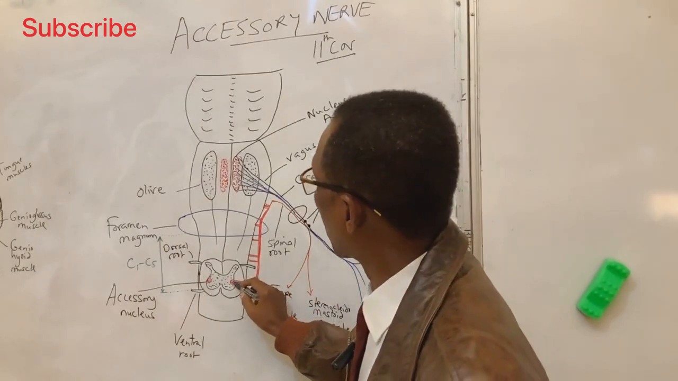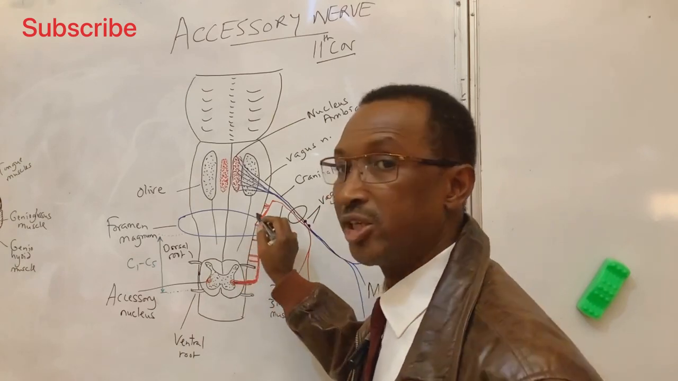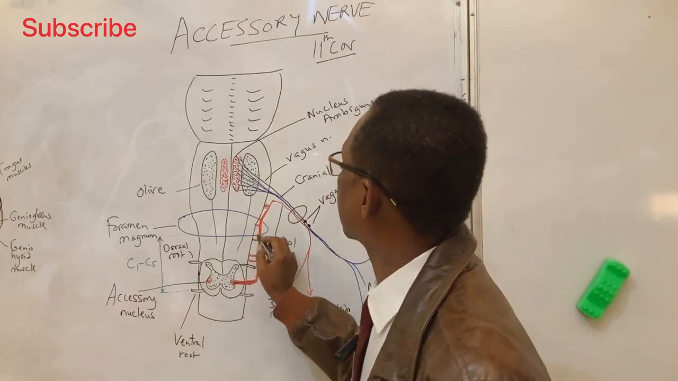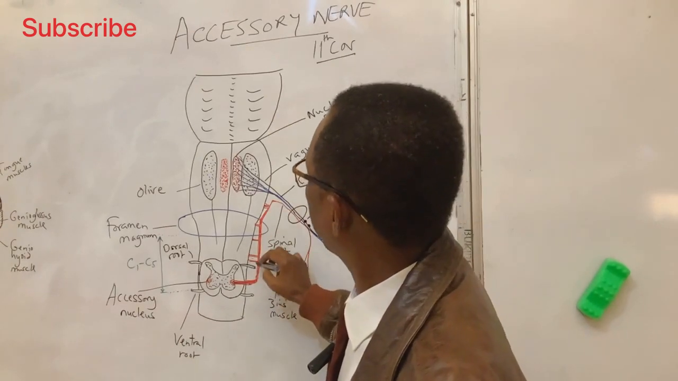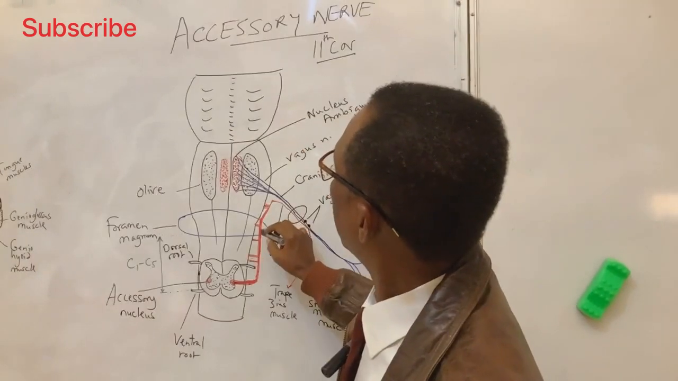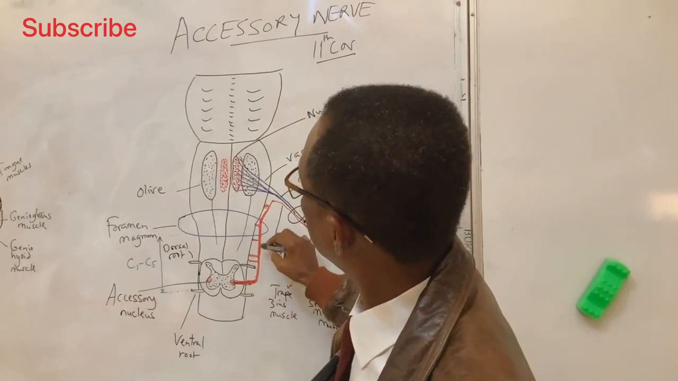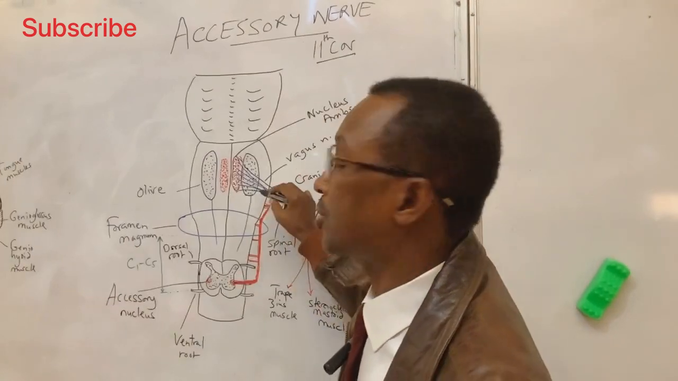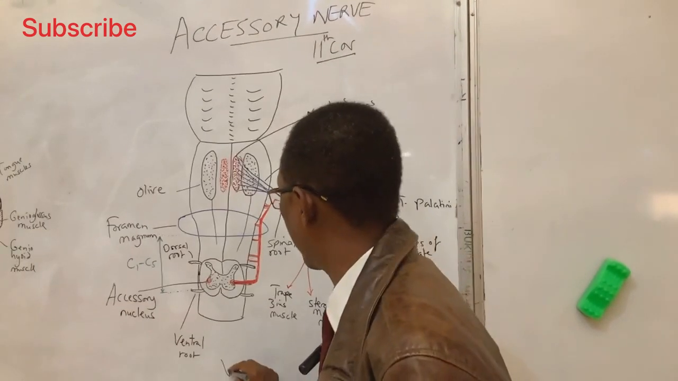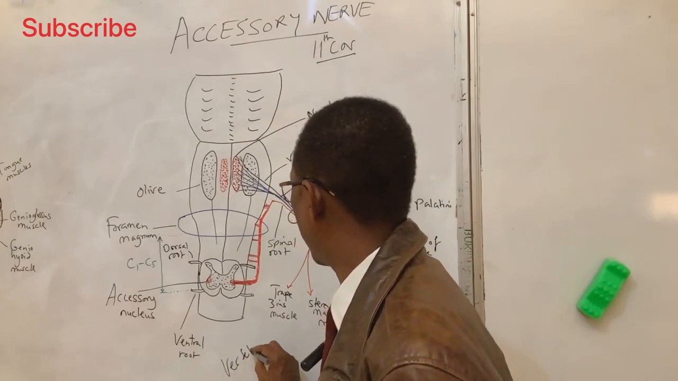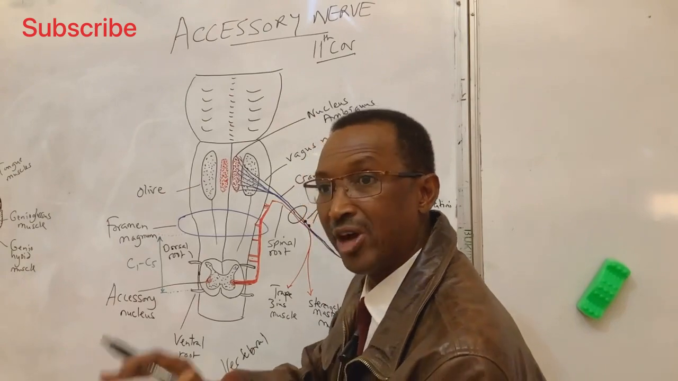So the spinal root of this nerve, from all these segments, C1, C2, C3, the rootlets, combine together, along the lateral side of the spinal cord and the lateral side of the medulla oblongata, and this spinal root passes through the vertebral foramen. The vertebral foramen is being formed by the stacking of the vertebral bones.